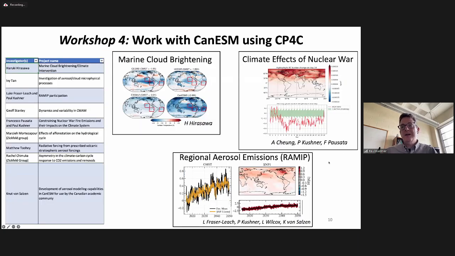Just to highlight here, the really key point is that you can right now use CanESM outside of ECCC to do your science if you have a computer allocation and you're willing to get your hands dirty. All right, so this is just some examples.